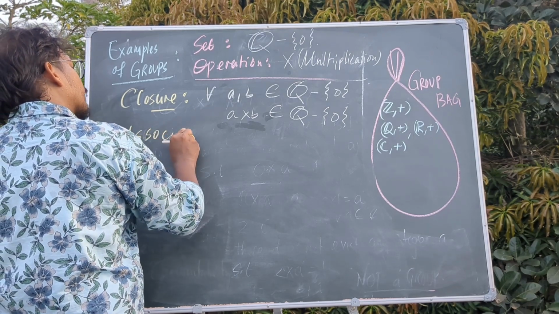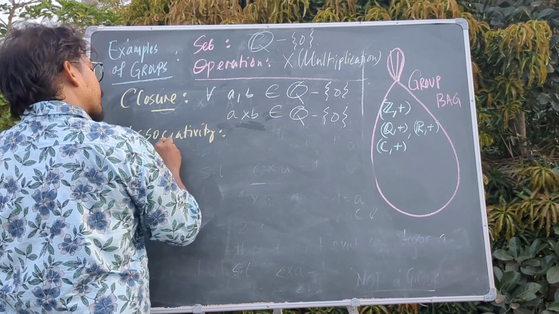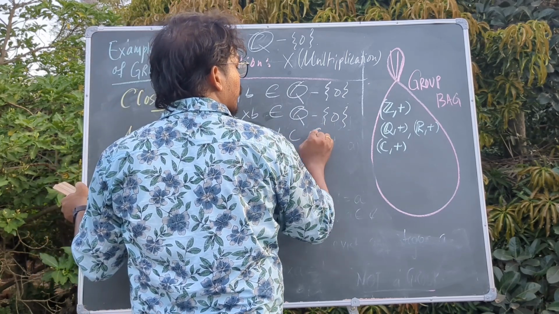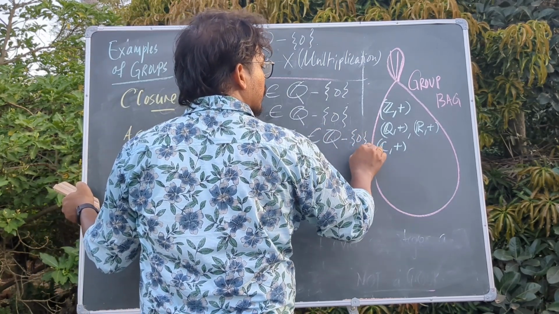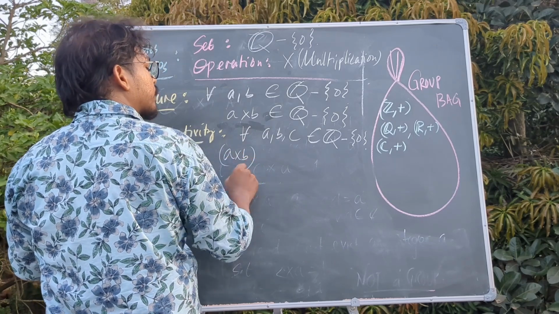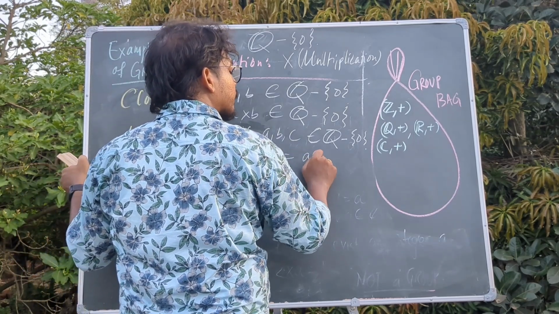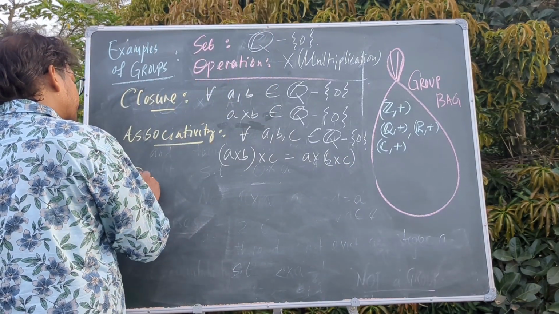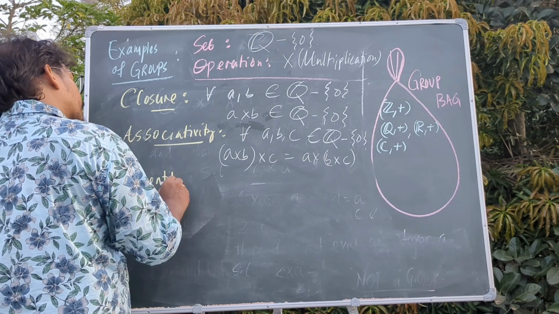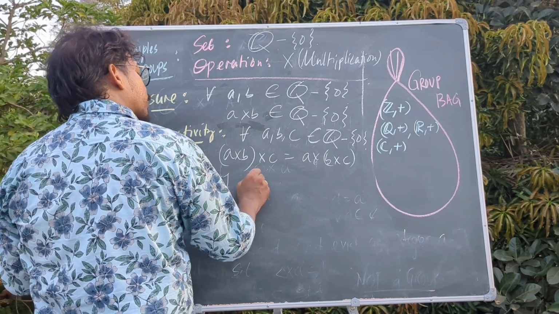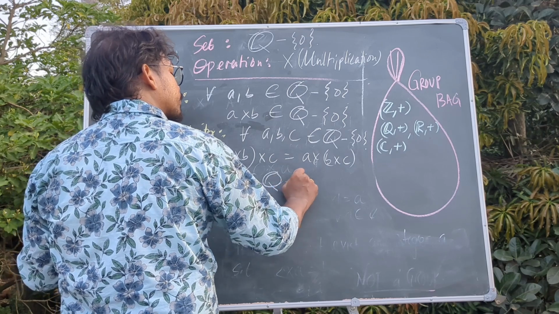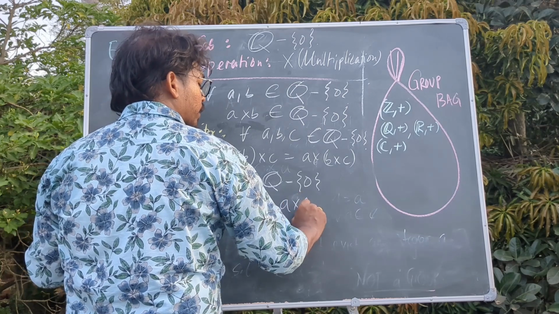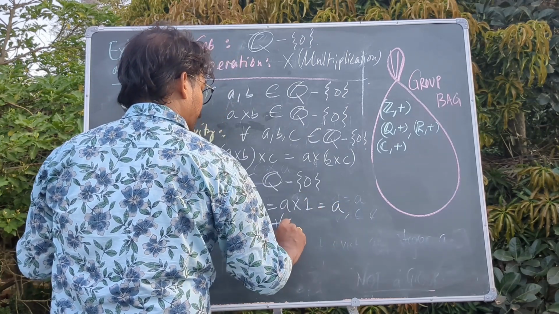Associativity will also hold. For all three non-zero rationals, (a times b) times c is the same as a times (b times c). So associativity holds. Identity. We have 1, and 1 times any a is equal to a times 1, which is a, and this happens for every non-zero rational.